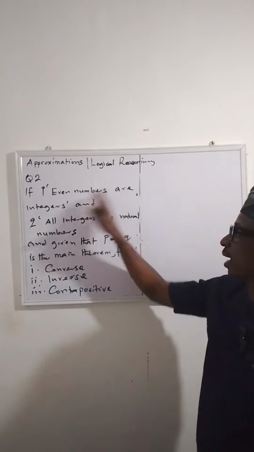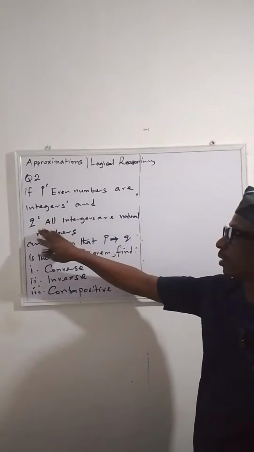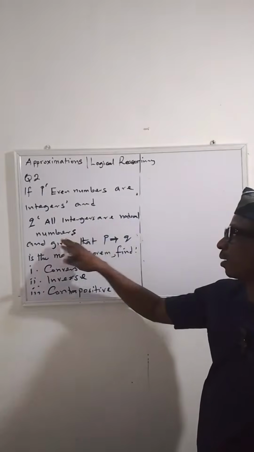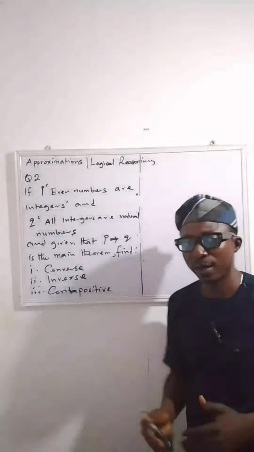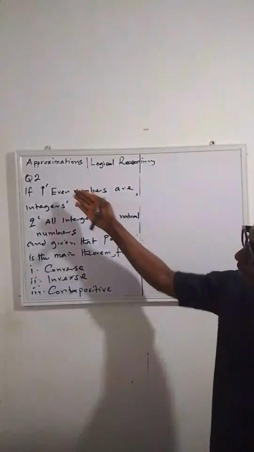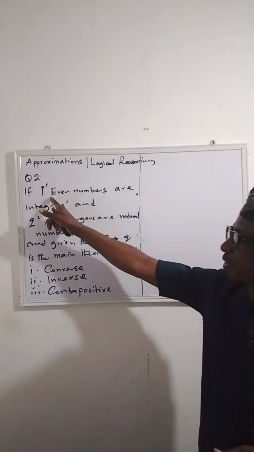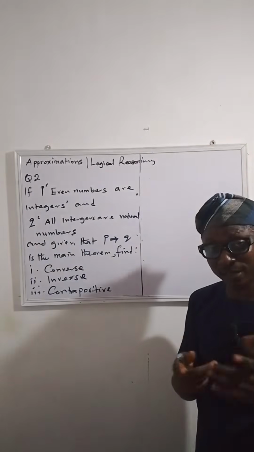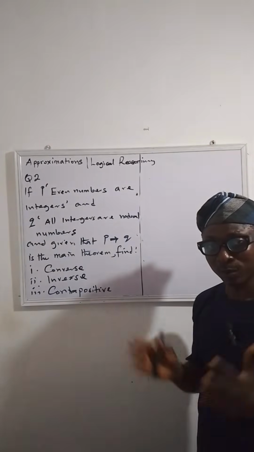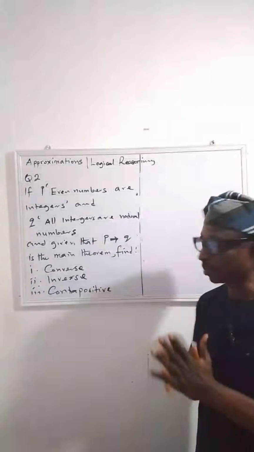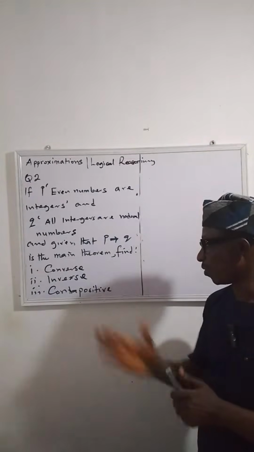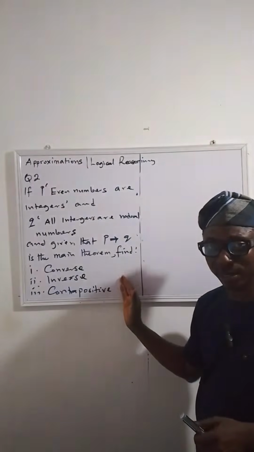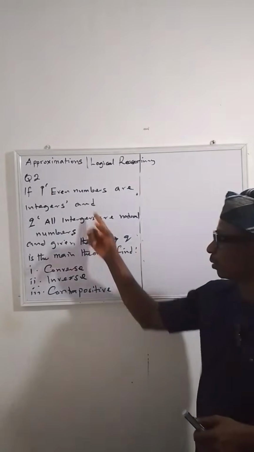Even numbers are integers, and statement Q is all integers are natural numbers. Now I want you to tell me what is the truth value for P and that of Q. Drop your answer in the comment section, because that's the most important thing. We must be able to get that correctly before we're able to solve this. Once this is wrong, our answer here will be wrong as well. So now drop your answer.